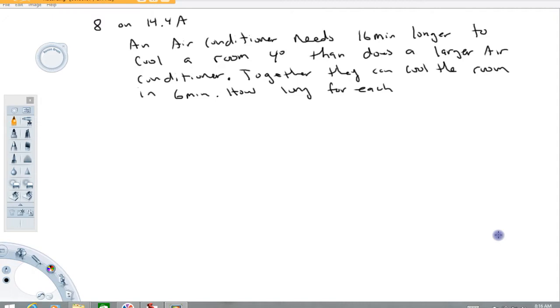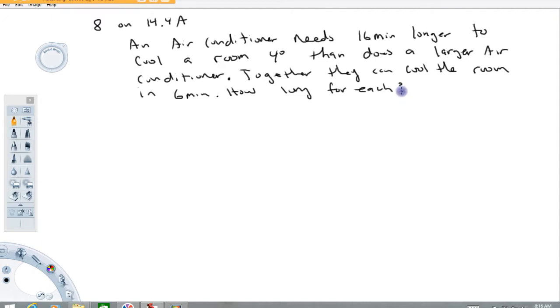So we're going to take a look at number 8, section 14.4a, where it says an air conditioner needs 16 minutes longer to cool a room 4 degrees than does a larger air conditioner. Together they can cool a room in 6 minutes. How long does it take each?